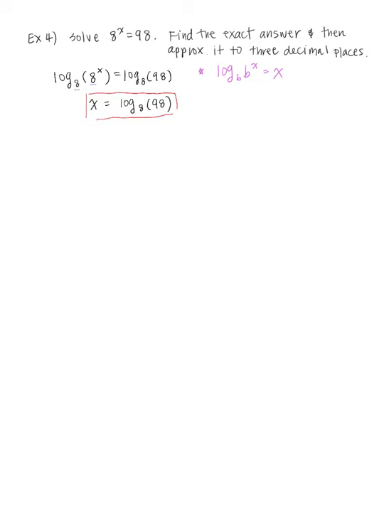Now what we need to do is approximate log base 8 of 98 to 3 decimal places. If you look at your calculator, do you see log base 8? I don't think so, because the only buttons you have are log, which is base 10, or ln, which is the natural log. So just so that we can type this into the calculator, we're going to have to apply the change of base formula. Let me just write that out. Change of base.